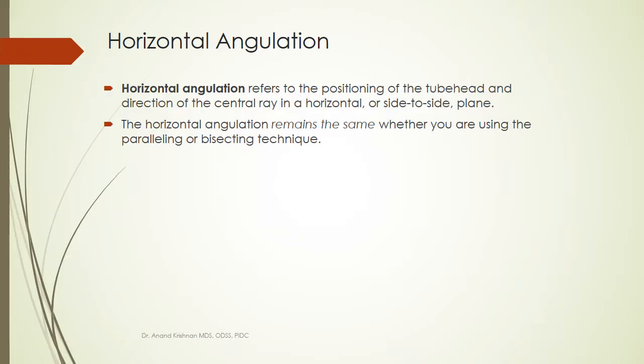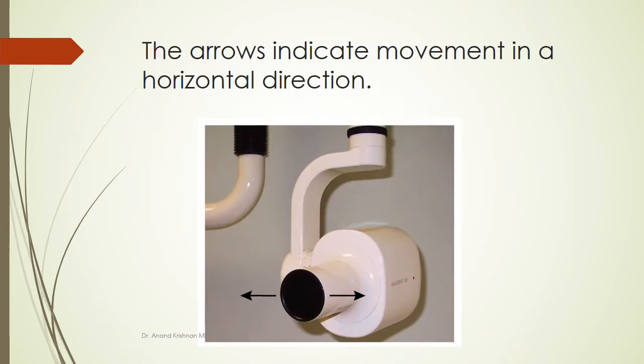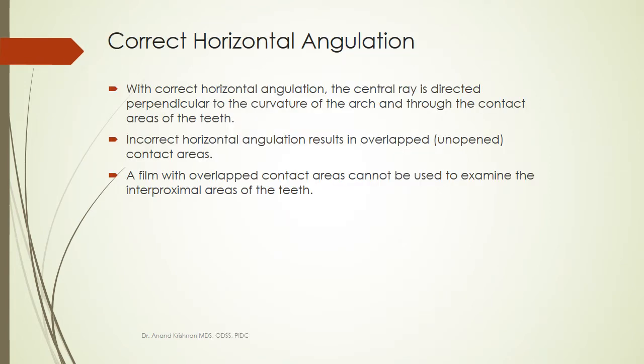The horizontal angulation refers to the positioning of the tube head, the direction of the central X-ray in a horizontal or side-to-side plane. The horizontal angulation remains the same whether you are using the paralleling or bisecting angle technique. Here is an indication of how the horizontal angulation occurs. When you move the tube head sideways, that is from left to right, it is called horizontal. And how do you know that your horizontal angulation is correct?